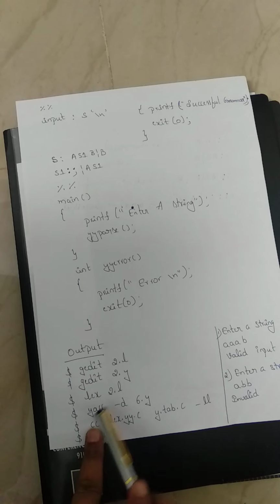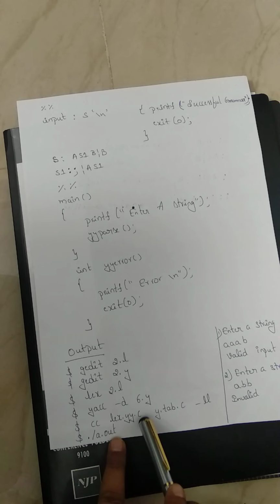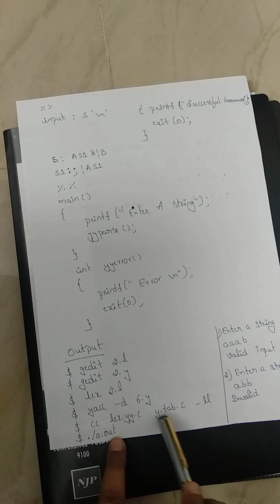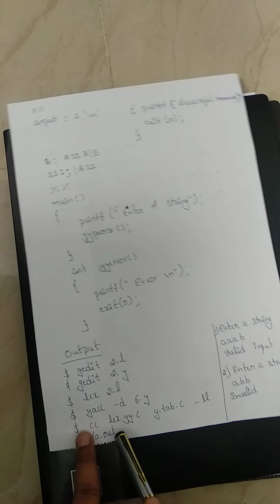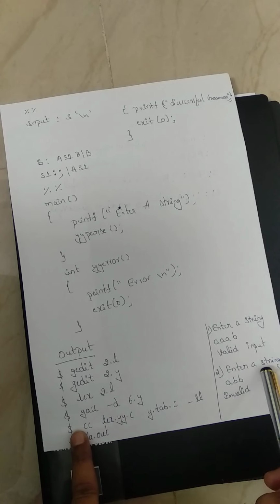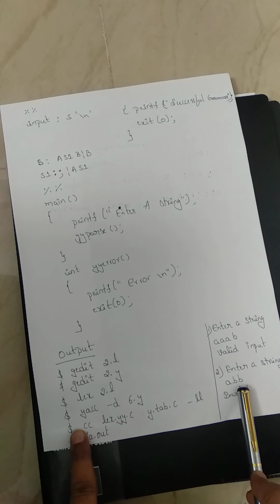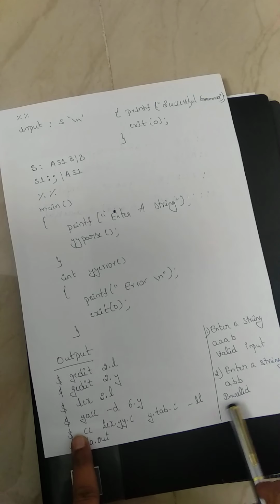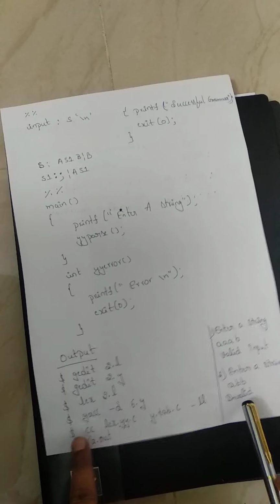Okay, so now we'll see the code. First compile lex, then yacc, then compile the C code for lex as well as yacc, and then run the output file. If I enter the string AAB, it's a valid input. If I enter a string A followed by double B, then it is an invalid input, or it may be an error. Okay, that's all. Thank you.